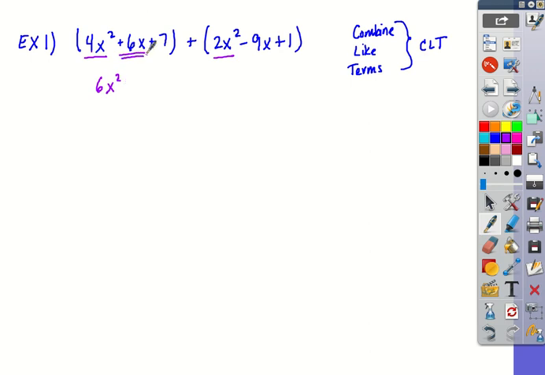Next I have 6x. I see negative 9x over here. 6 combined with negative 9 is negative 3, and I keep the like term. Then I'm going to circle the constants. A constant is a number that has no letter on it, so 7 and 1 together gives me 8.